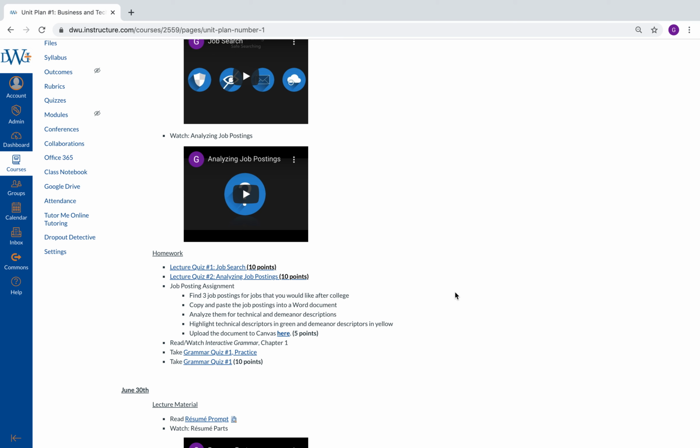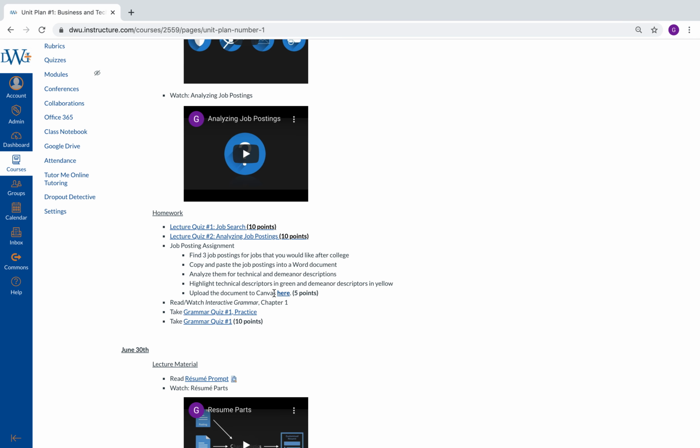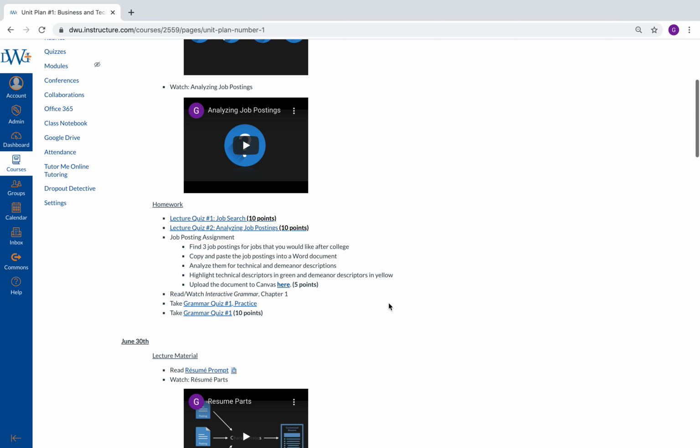Then I'd like you to copy and paste the job postings into a Word document. Then we're going to analyze them for technical and demeanor descriptors. Again, you will have more information about this in your lectures. You're supposed to highlight any technical descriptors in green, any demeanor descriptors in yellow, and then upload this document to Canvas, and it is going to be worth 5 points total.